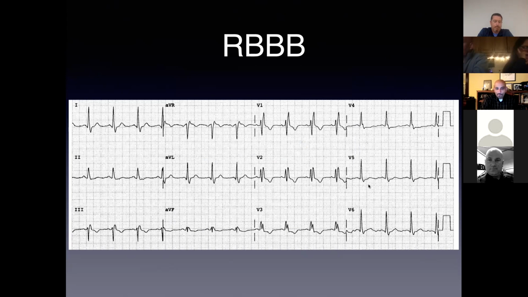So here's a right bundle, right? You've got the rabbit ears in this one, but the ending part of the QRS is positive in V1 and V2, and it's negative in V6. It also usually is negative in 1 and AVL, which are your left facing leads.